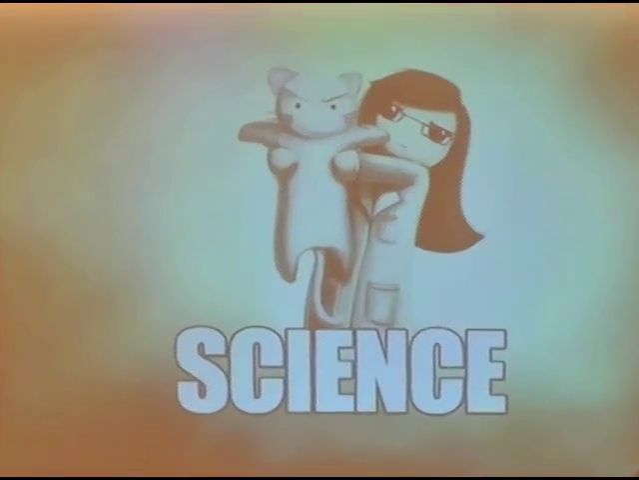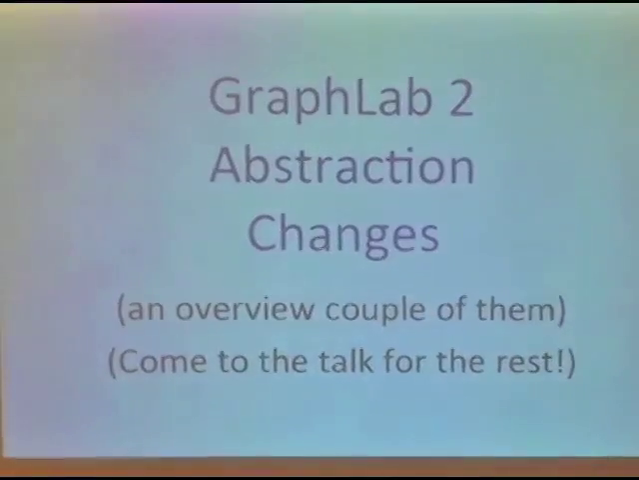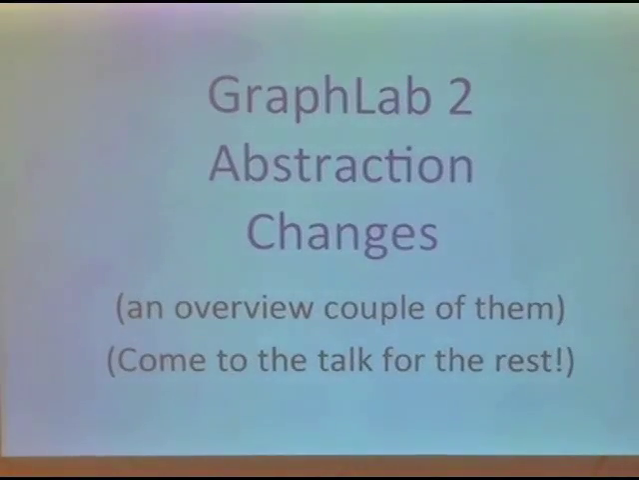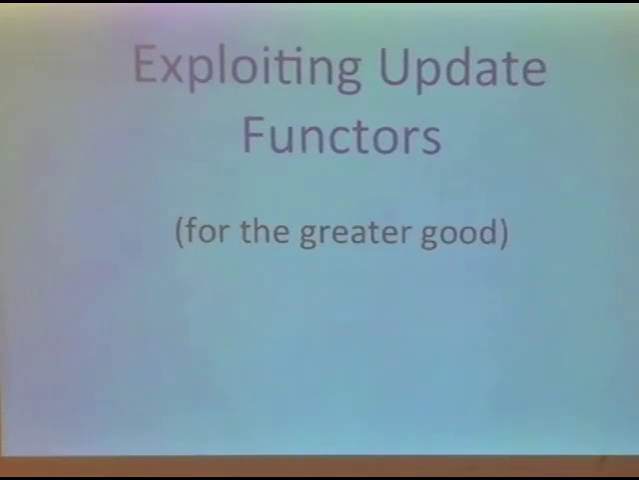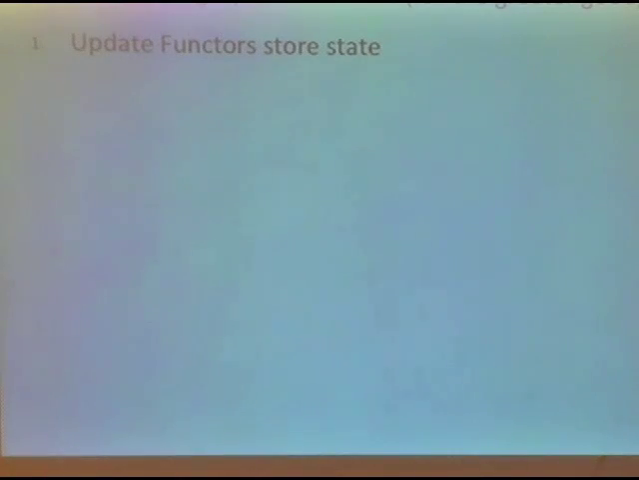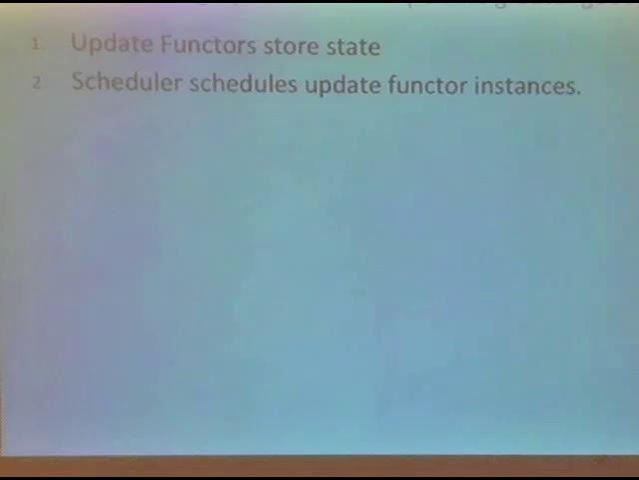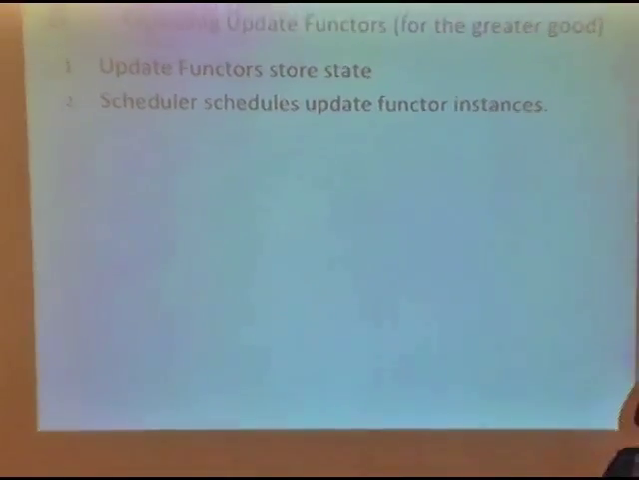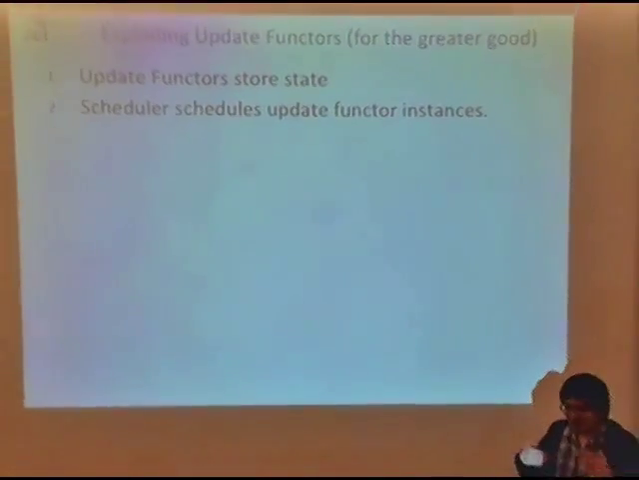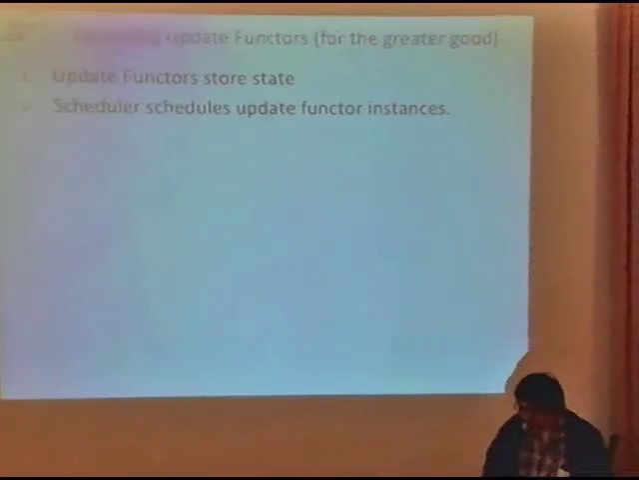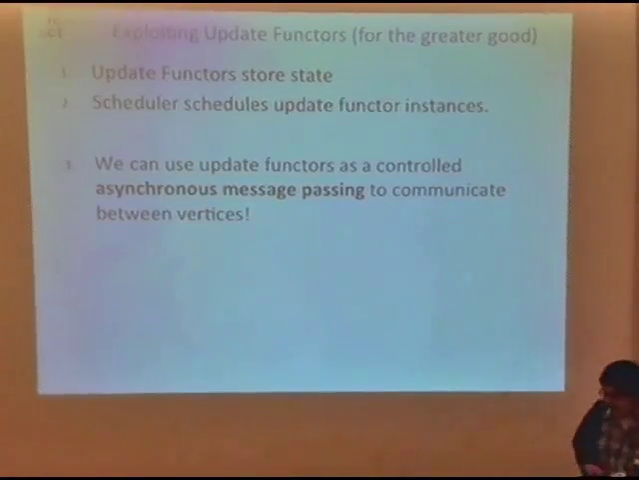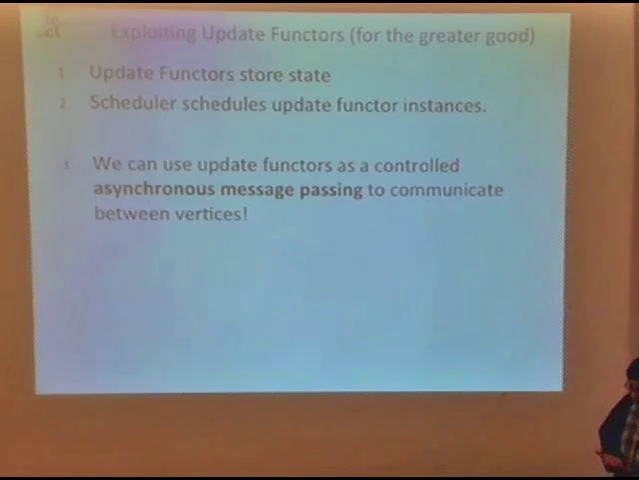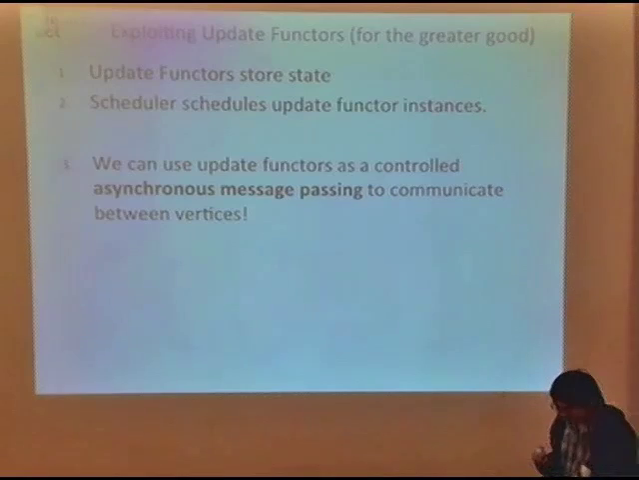Okay, now I will just quickly wrap up with some of the GraphLab abstraction changes. I'll provide an overview for a couple of them and come back to the rest. One thing we can do is that because update functions can store state, we can exploit them for the greater good. In particular, the scheduler schedules update function instances. It doesn't schedule a class, it schedules an instance of an update functor. So we could use update functors as a means of asynchronous message passing to communicate between vertices.